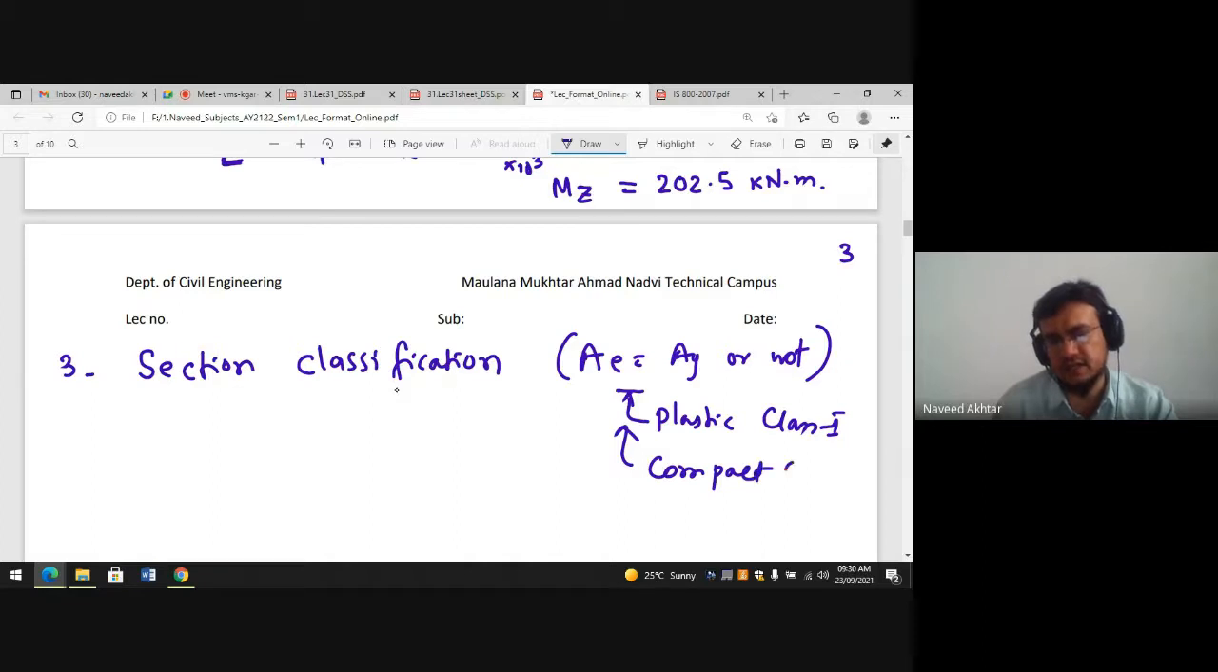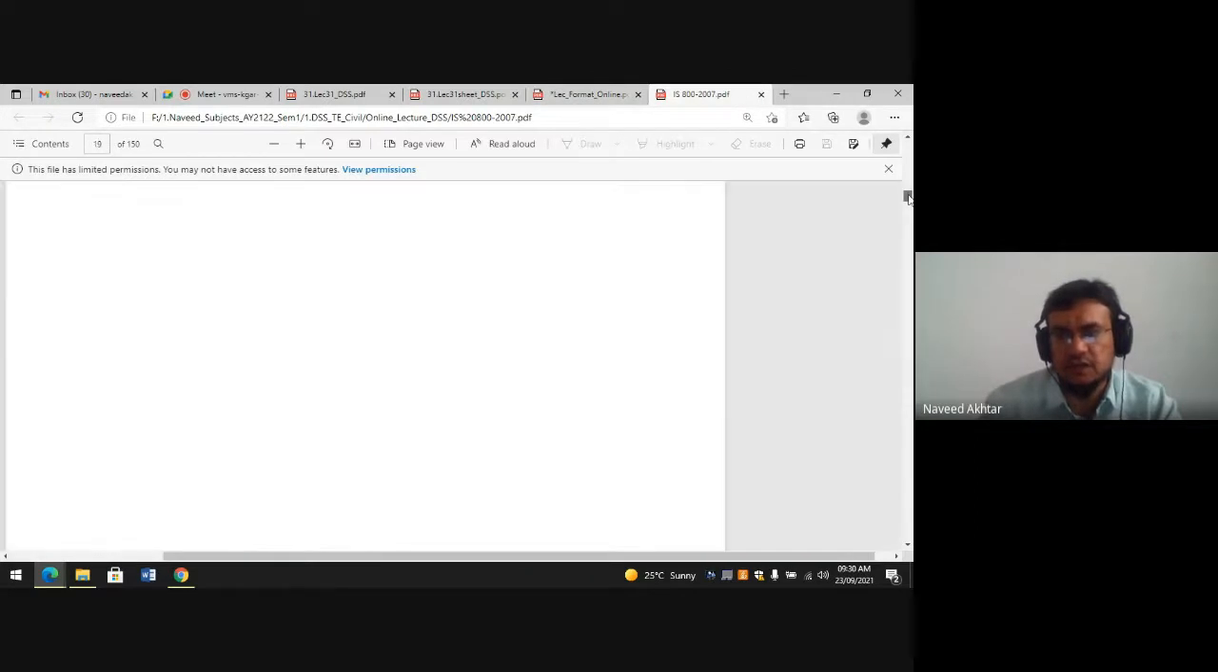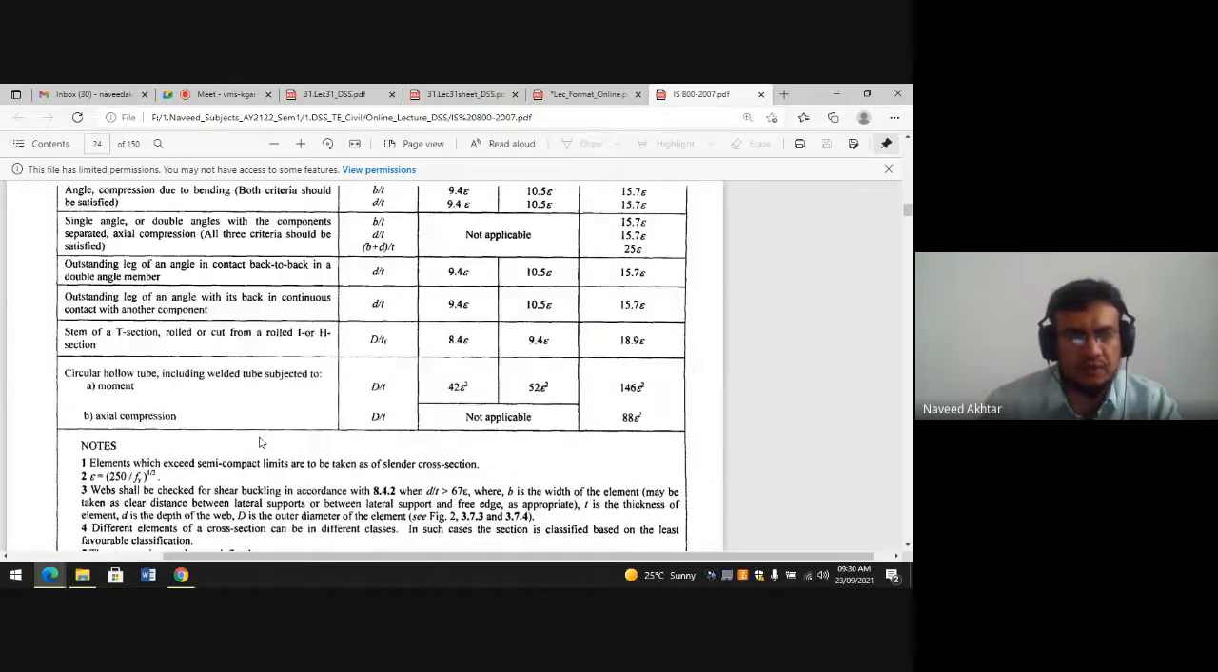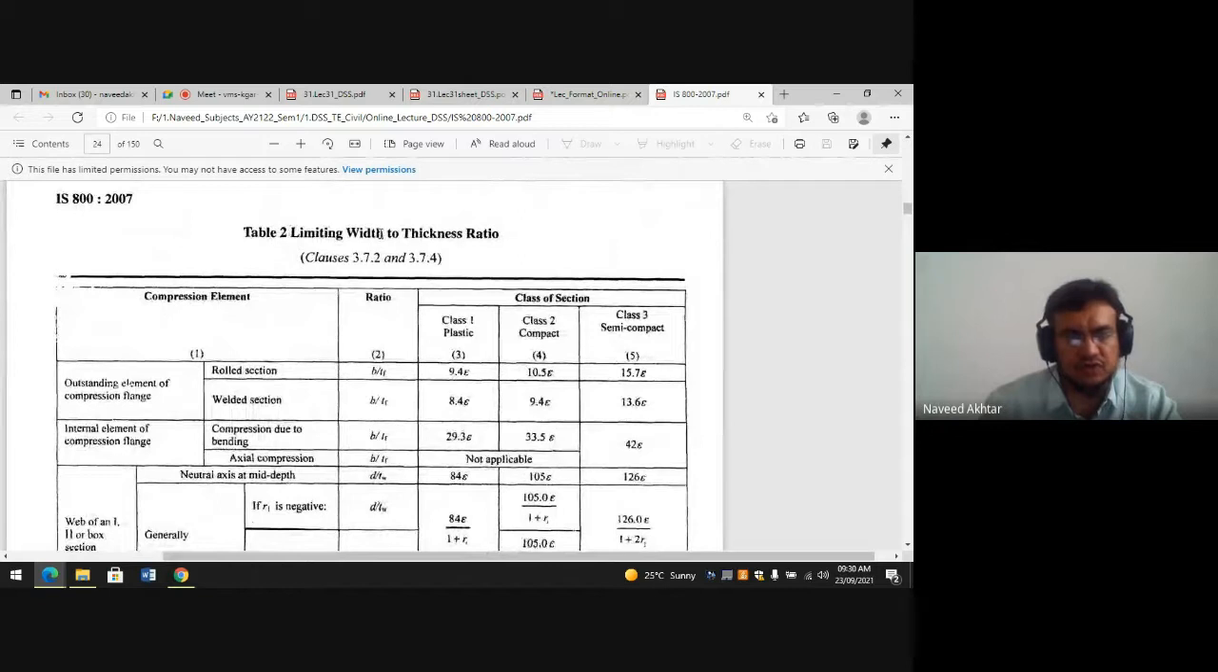In that case, class 2. In that case, only your AE is equal to AG. So, section classification we are doing as per the IS code, table number 2, page number 18. Here you can see the limiting width thickness ratio, based on which classification of section you can say the class of section.